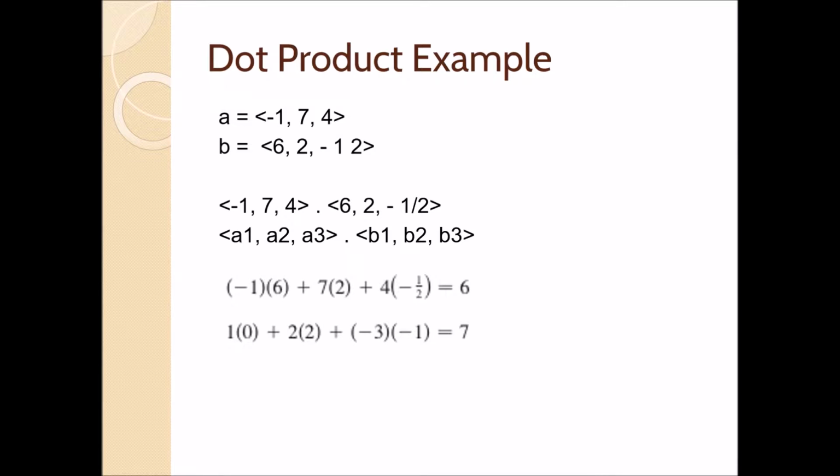Note that if we actually write out everything using the third theorem on the last page, then we will be multiplying A1i to B1i, and A1i to B2j, and A1i to B3k. We can see that the i component dotted with a j component and the i component dotted with a k component will be equal to 0 because the cosine of 90 is 0. So in this example we have the vector A is negative 1, 7, and 4, and B is 6, 2, and negative 1/2.